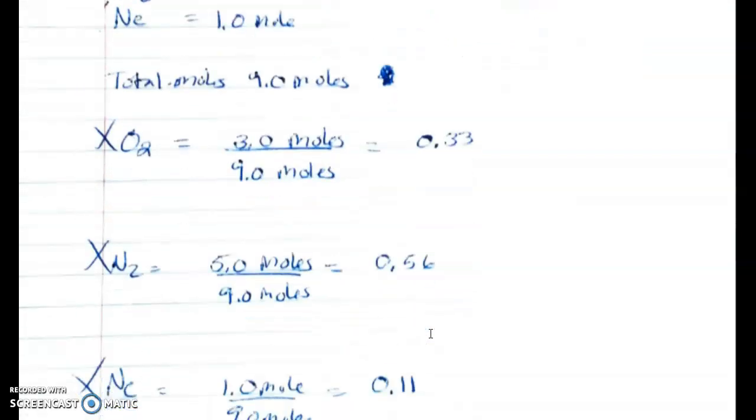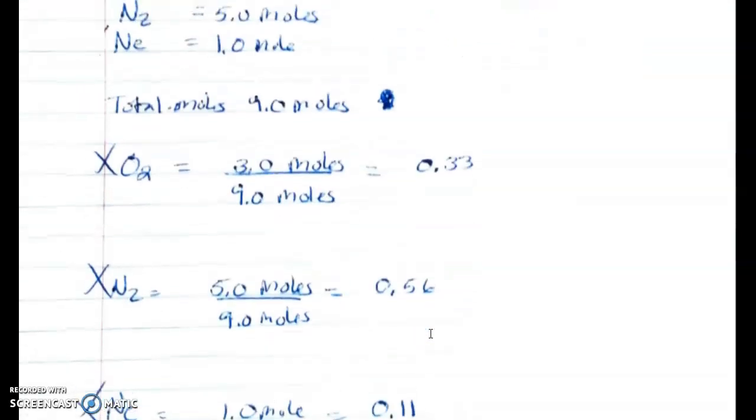Okay, so then we look at nitrogen. We know that we have 5.0 moles of nitrogen present. We know that the total number of moles in our gas mixture is 9.0. And so if we do that division, we get 0.56. So a little over half of our gas mixture is made up of nitrogen gas.